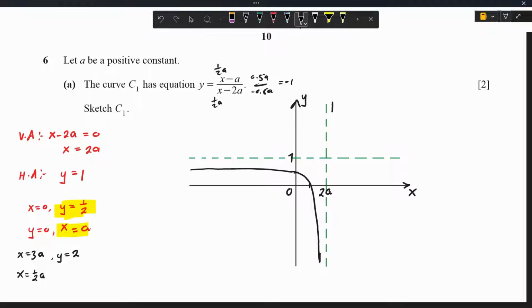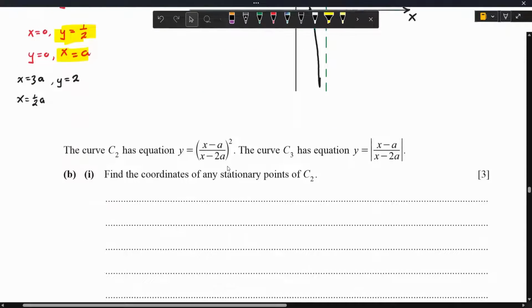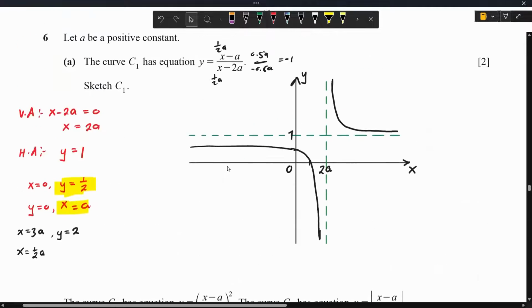So like this, and this part should come out like this. So this is how the graph should be like. All right, let's move on. Now we are on part B, I think.